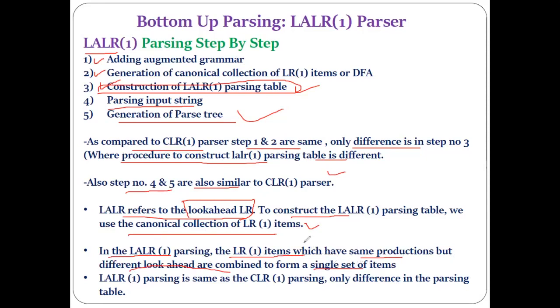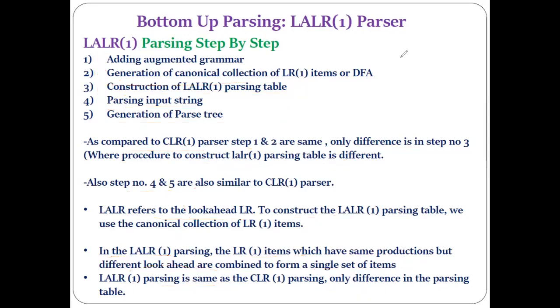Now, if you see the canonical collection of LR1 items, in that canonical collection there are different states which are having the same LR0 items but different lookaheads. So while constructing the parsing table for the LALR1 parser, we have to think about those particular different states which are having different lookaheads but the same LR0 items. In LALR1 parsing, the rest of the things are the same, only how to construct the parsing table is the difference that we are going to see.